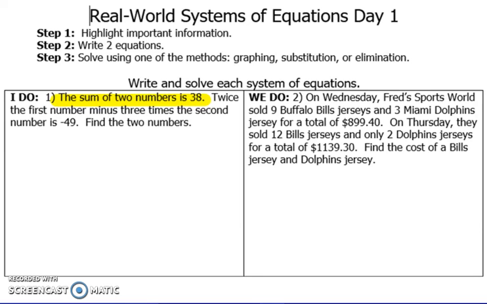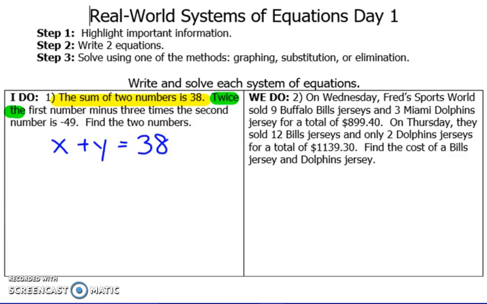Well, in this case, I don't know what my two numbers are, so I'm going to say x plus y is equal to 38. And my word sum is what tells me that I'm adding them. It doesn't tell me that these two numbers are the same, which is why I had to pick x and y.